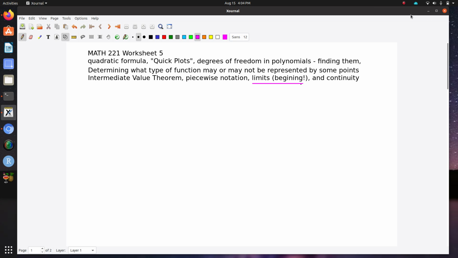Okay, so we're going to start talking about limits, and I'm going to give you just the basic definition of what it means to be a limit, because we'll continue to talk about limits through the semester.